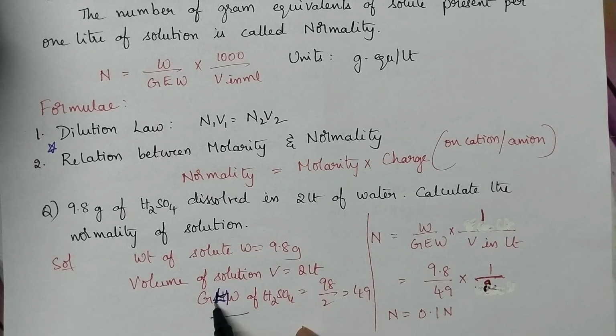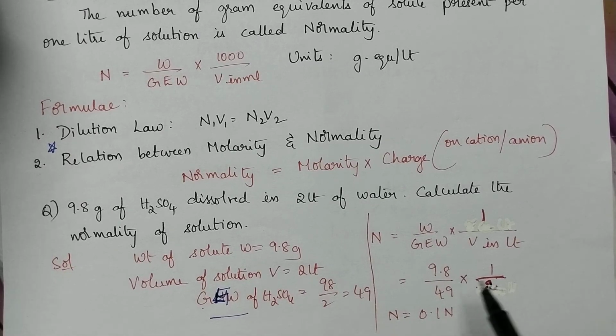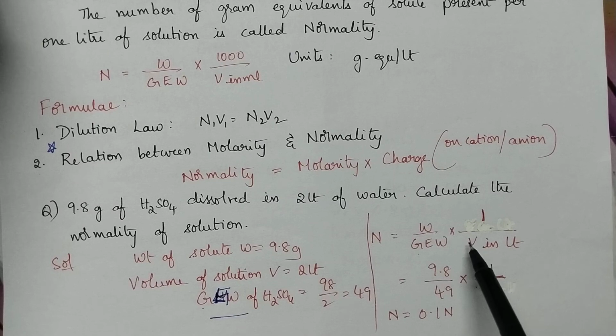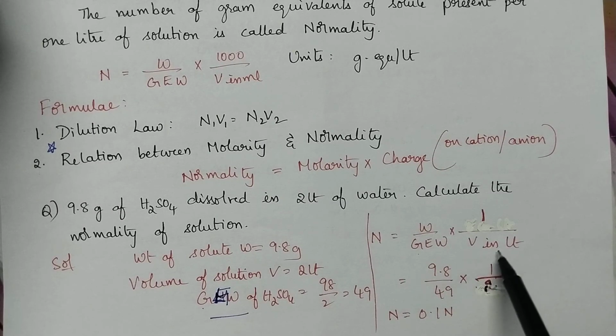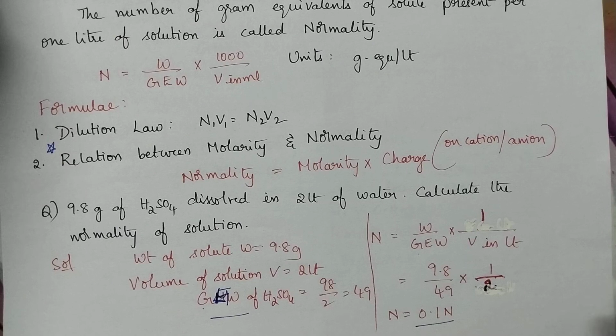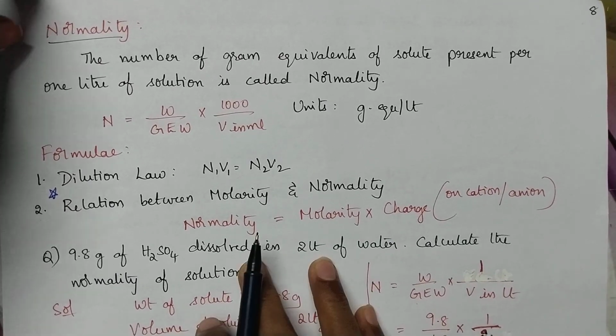So what is the expression for gram equivalent weight? Gram molecular weight by valency. So here the gram equivalent weight of the sulfuric acid is equal to 49. So normality is equal to weight by gram equivalent weight into 1 by volume in liters. That is equal to 9.8 divided by 49 into 1 by 2. And finally, the normality of the solution is 0.1 normal.